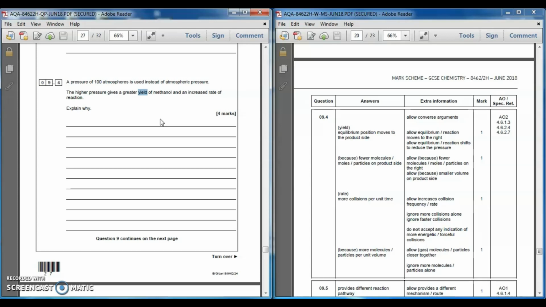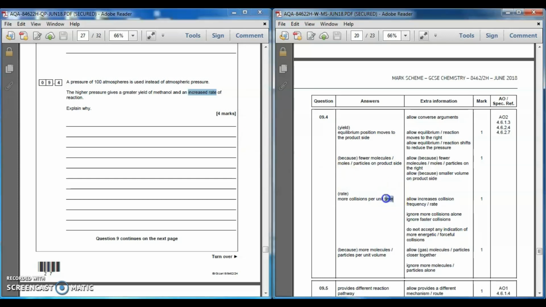The second half then is talking about the increased rate of reaction. So this is where collision theory comes in, and we move away from Le Chatelier's principle. So when we increase the pressure, what we're saying is that there's going to be more collisions every second, or the rate of the reaction is going to be faster. The reason for that is going to be because there'll be more particles compressed into a smaller unit volume. Okay? Kind of similar to when you increase the concentration.